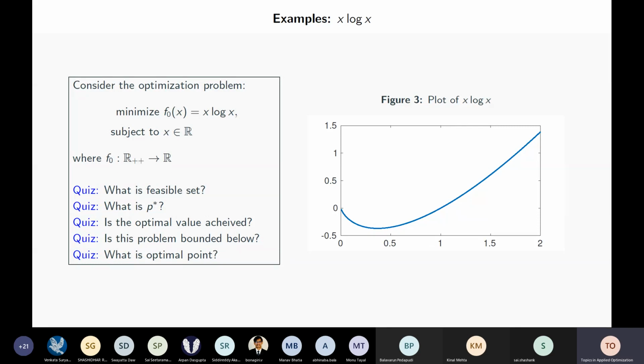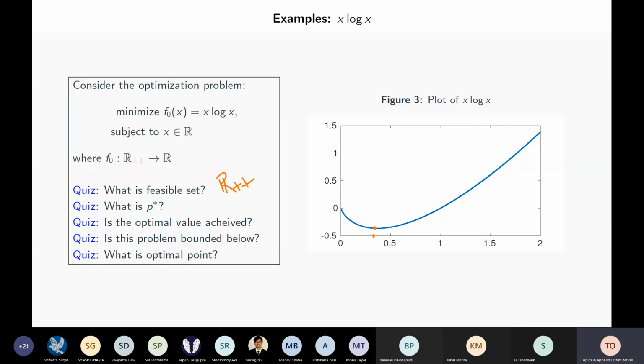So the feasible set is R plus plus again, because these are the allowed values, right? So this is R plus plus. Now what is p star? What is the optimal value? From the graph, we can already see that it takes some optimal value. It's not going to minus infinity. There is something minimum here. Now the question is, what is that? So what is p star?